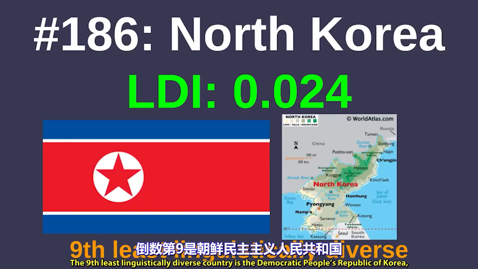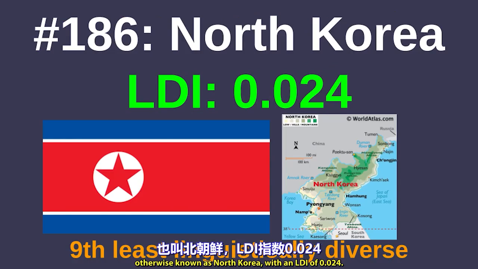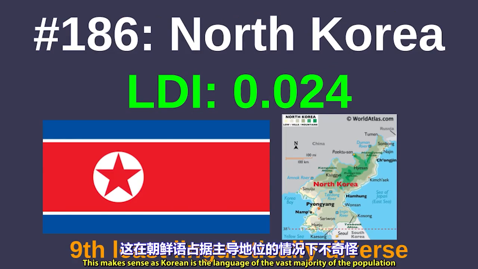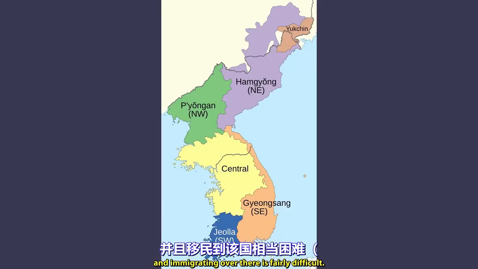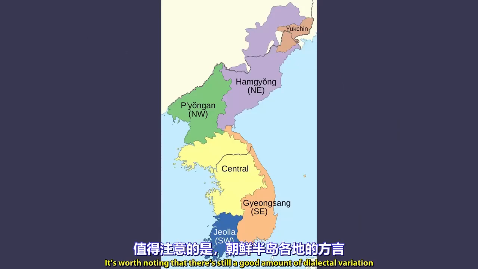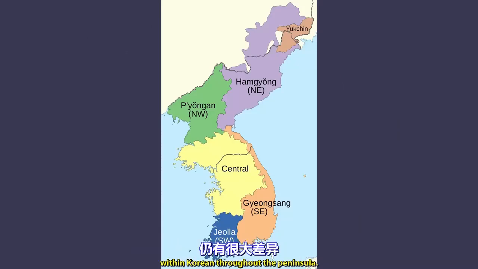The 9th least linguistically diverse country is the Democratic People's Republic of Korea, otherwise known as North Korea, with an LDI of 0.024. This makes sense as Korean is the language of the vast majority of the population, and immigrating over there is fairly difficult. It's worth noting that there's still a good amount of dialectal variation within Korean throughout the peninsula.